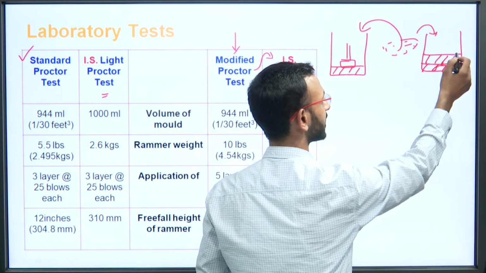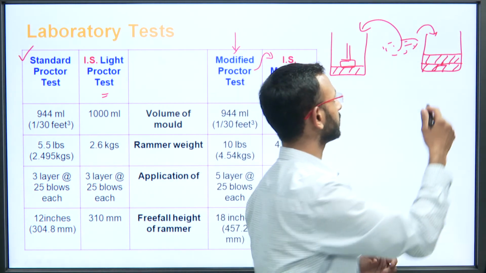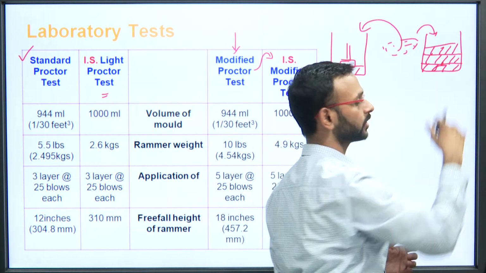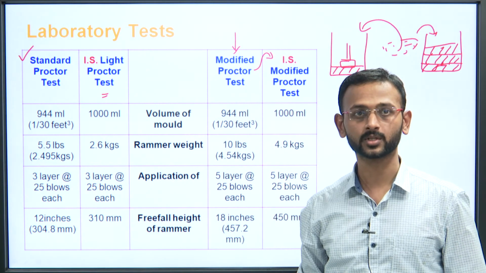Otherwise, if you do not scrape the surface, the soil will be stratified soil. So, in the third layer you will also again put some soil and then compact it. So, this is how the mold is taken up and then the compaction process is applied.